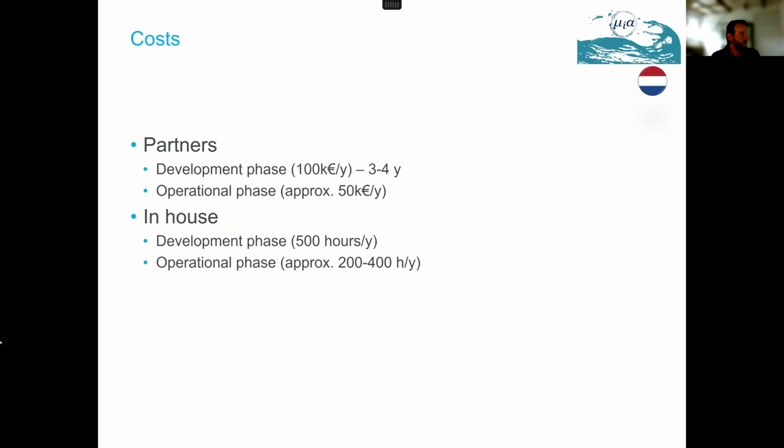Something about the costs. We see that in the development phase, we have a cost of about 100K per year. We think it is like 3 to 4 years, our estimate, in the development phase. And we hope that the operational phase will be something like 50K euros per year. In-house, we spend like 500 hours per year, and in the operational phase, I think we will do with 200 to 400 hours per year. These are rough estimates, not yet clarified.